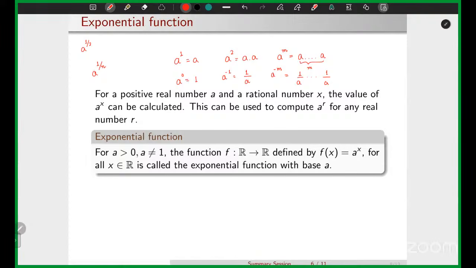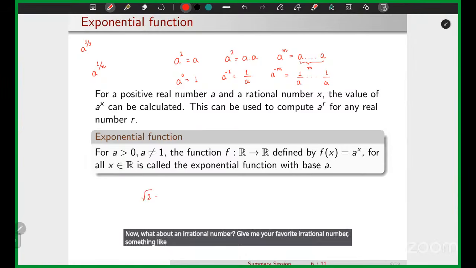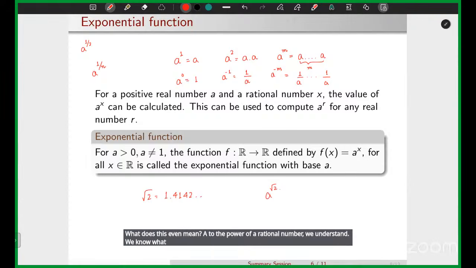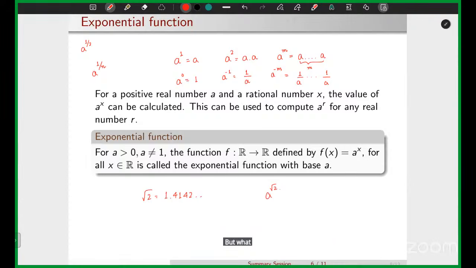Now, what about an irrational number? Give me your favorite irrational number, something like root 2, which is something like 1.4142 or something like that. So how do I make sense of what is a to the root 2? What does this even mean? A to the power of a rational number, we understand. We know what it means. But what is a to the root 2?